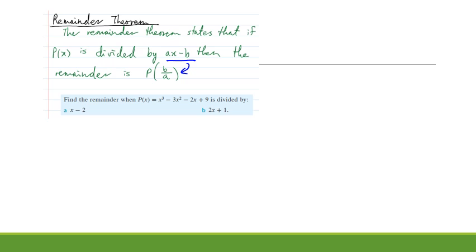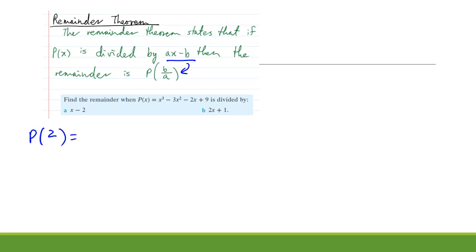So find the remainder when p of x blah blah blah is divided by x minus 2. Don't use long division if you're just told to find the remainder. You just simply plug in your number. Now, let's have a look at how this is rearranged. It says minus b, and then you put in b. So in this case, it would be 2. A, in this case, is 1, so you just simply plug in p of 2.